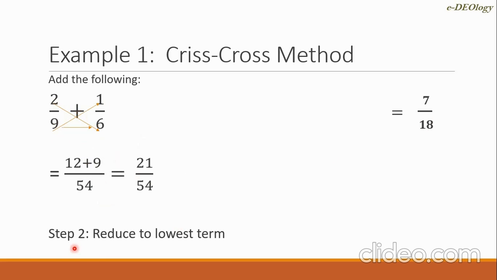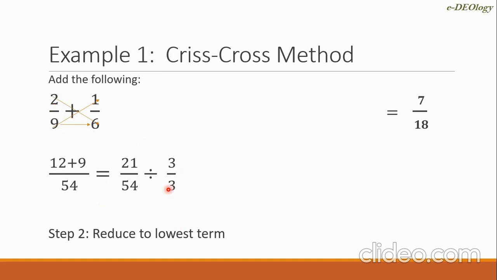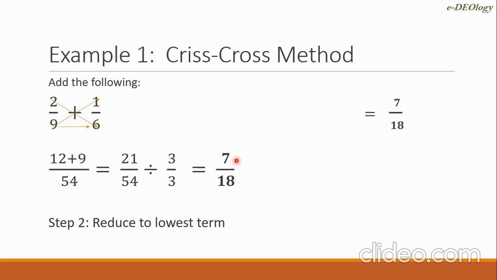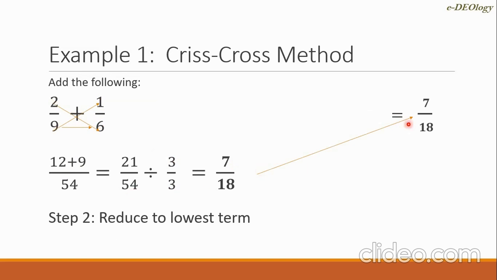Then we go to step 2. We will reduce to lowest term. We will think of a number that can divide both the numerator and the denominator. And we have the number 3. So we divide 21 by 3, we will get 7. We divide 54 by 3, we will get 18. As we see here, we have the same answer with the conventional method.